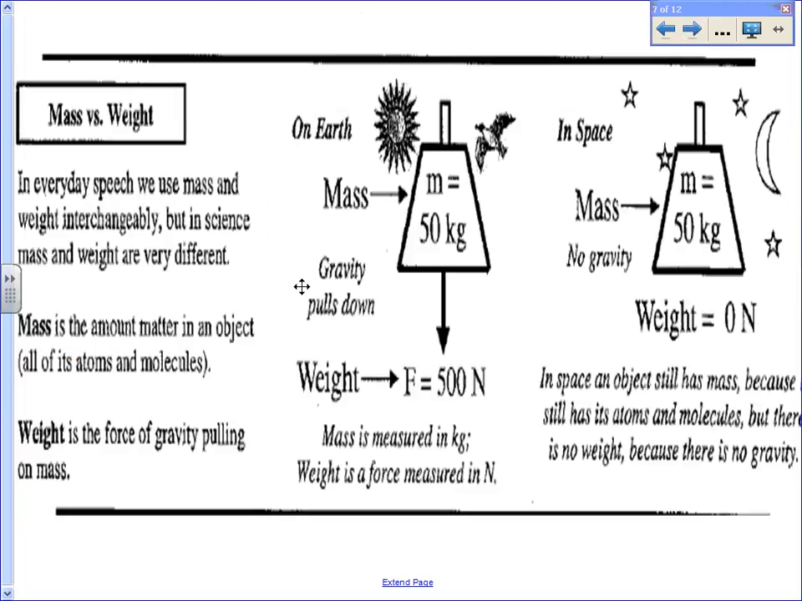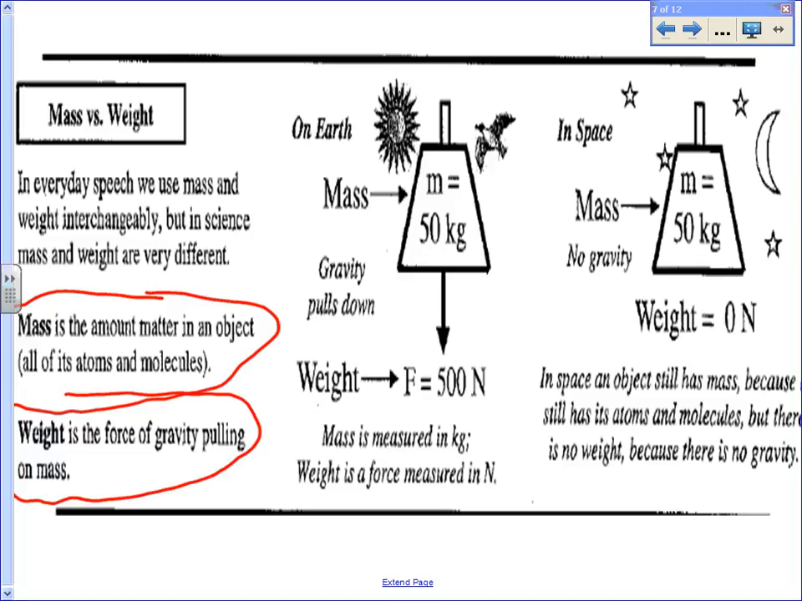Okay, so mass is how much stuff makes you up. Mass is the amount of matter in an object, so it's atoms and molecules. Weight is the force of gravity pulling down on the mass. So on Earth, your mass is going to be affected by gravity.